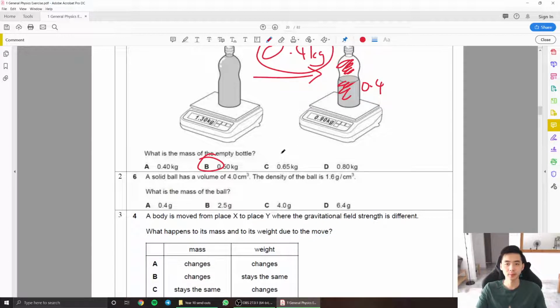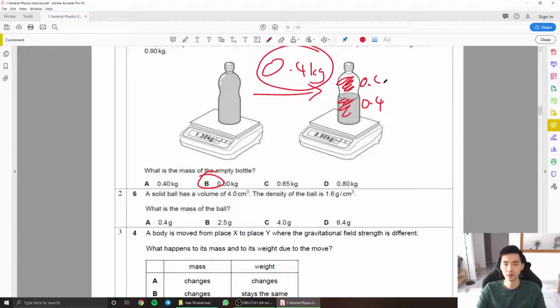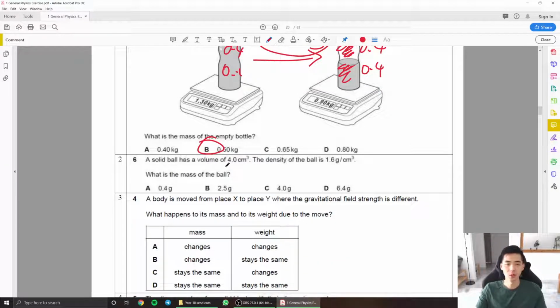Right? This is 0.4, this is 0.4, yeah, 0.5, that's correct. A solid ball has a volume of 4 cm cubed. The density of the ball is blah blah blah. What is the mass? Density equals to mass over volume.